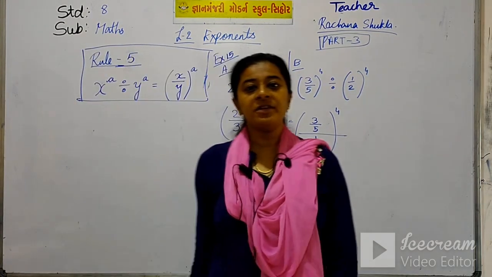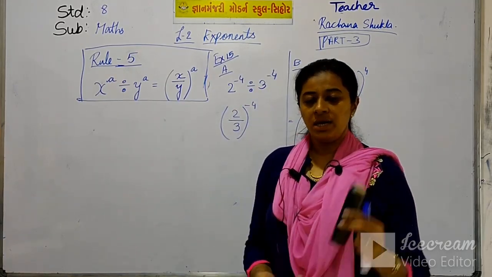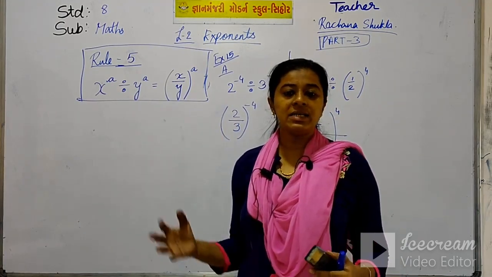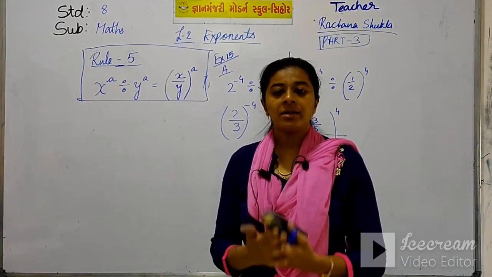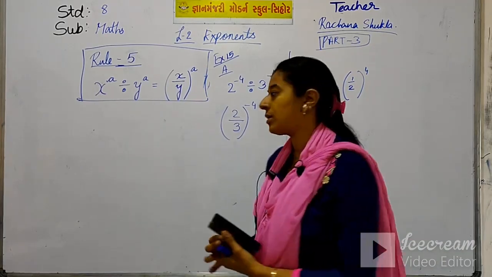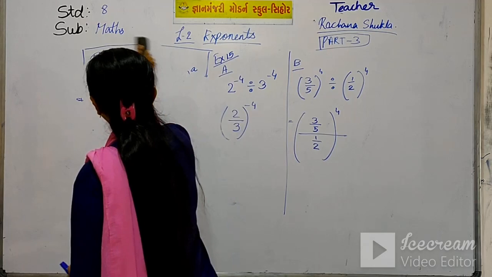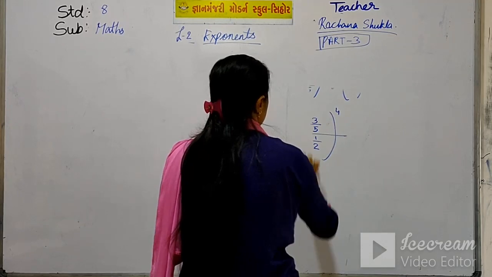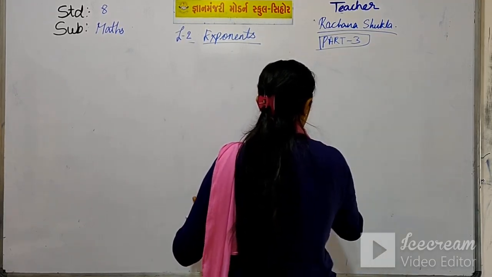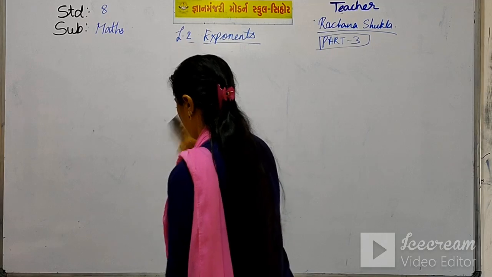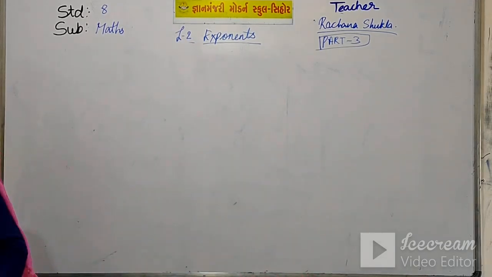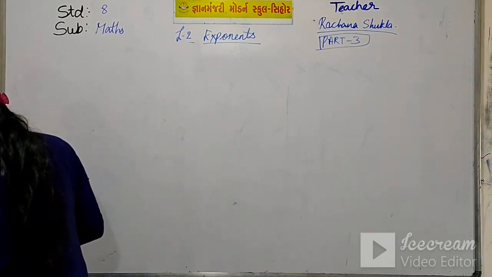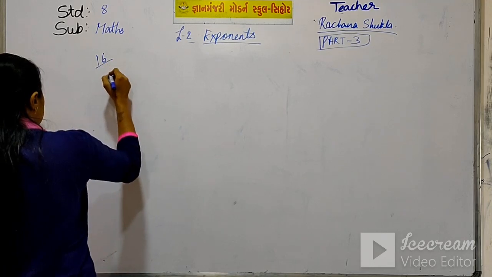Now, in this part we have studied all the 5 rules, the first rule in the previous part and the 4 rules in this part. Now we will see some sums of simplification, where we use all the rules together. So rules are over and we are starting with the simplification sums. Example 16.